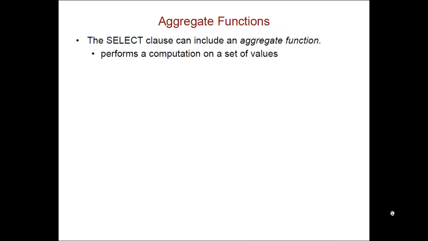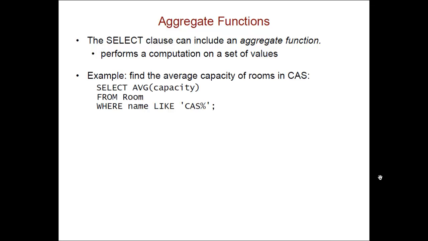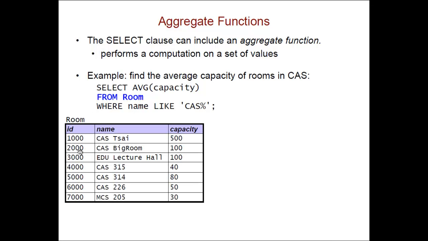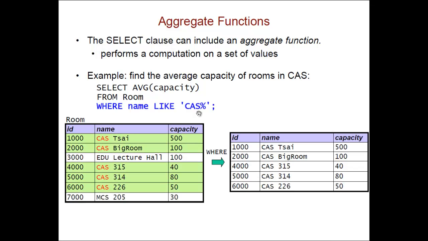Now, aggregate functions are special functions that perform computations on a set of values from one of the columns in the select clause. So for example, if I want the average capacity of rooms in the CAS building, here's the query that will do it for me. I start with the entire room table, because that's what's in my from clause. I then use pattern matching, which we discussed in the previous video, to narrow things down to just rooms whose names begin with this pattern. And so I'm going to get these 5 rooms.